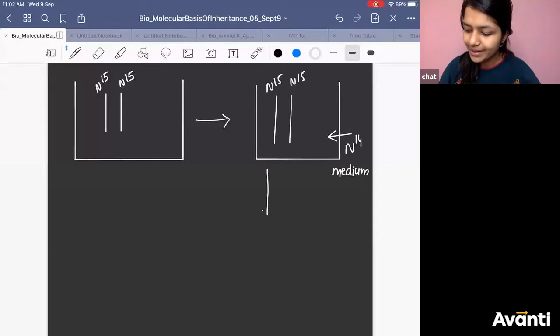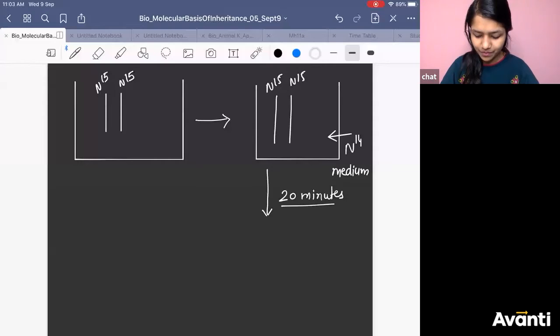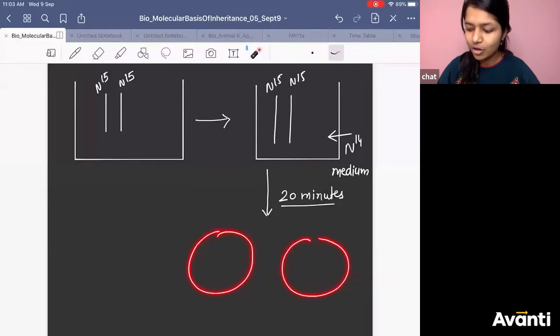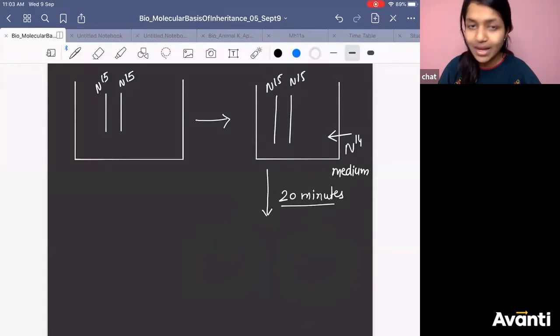After 20 minutes, they could divide. Cytokinesis was done in 20 minutes. And what happened in 20 minutes? Replication will happen. Now, if you get two cells, obviously the DNA got replicated. Yes or no?